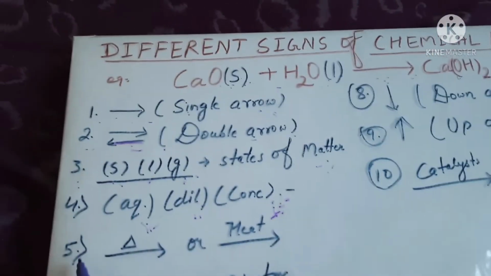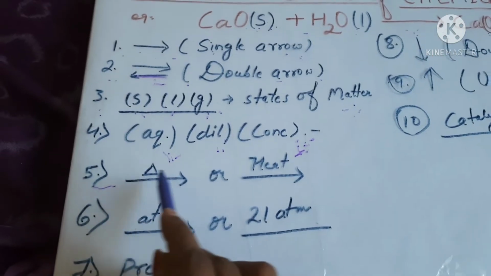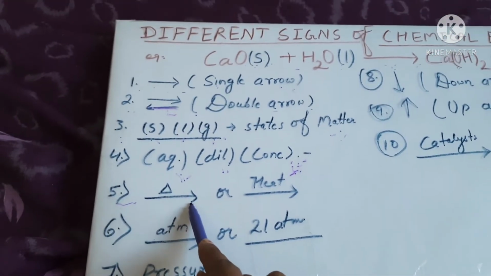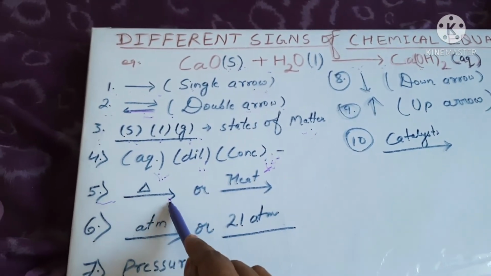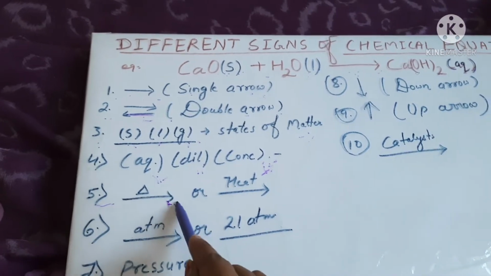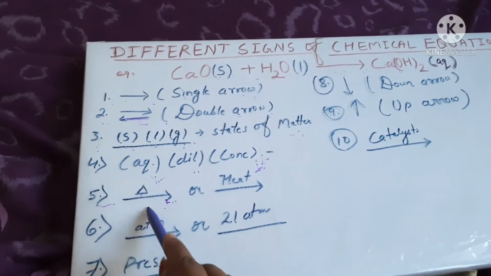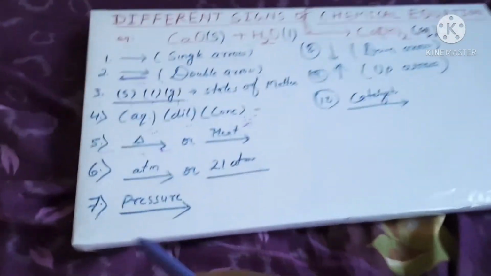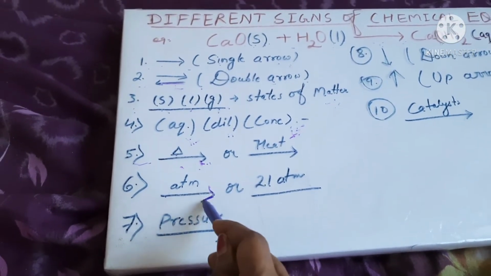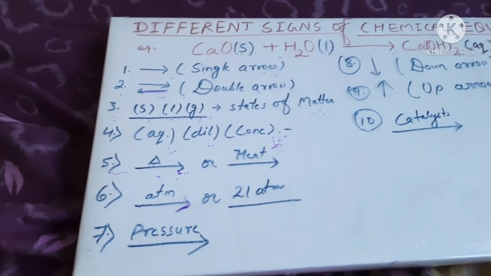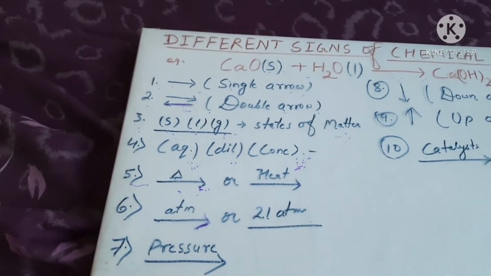Okay. Now the fifth sign is a triangle above the arrow. A triangle above the arrow indicates heat. It means reactants are heated in the given chemical reaction. But simply we can write heat in place of the triangle. Now the sixth is a number with ATM above the arrow. ATM means atmospheric pressure.